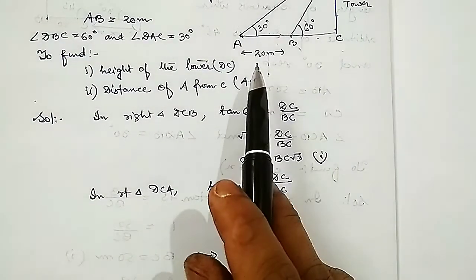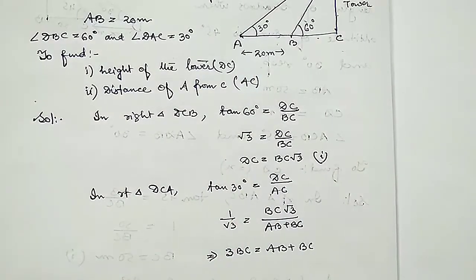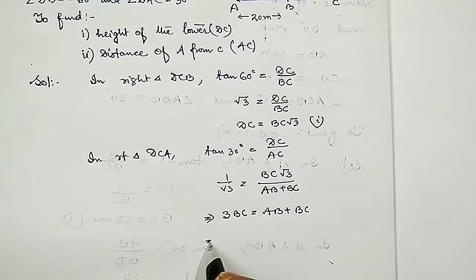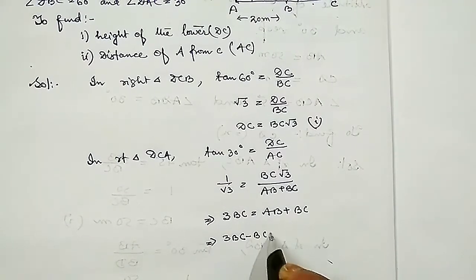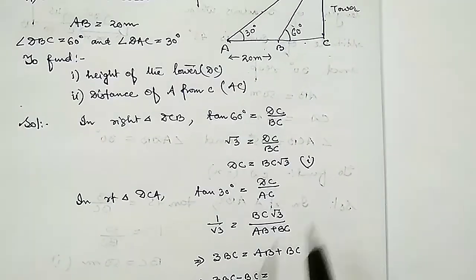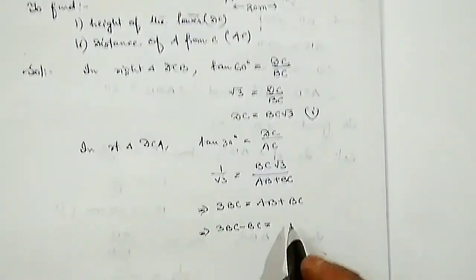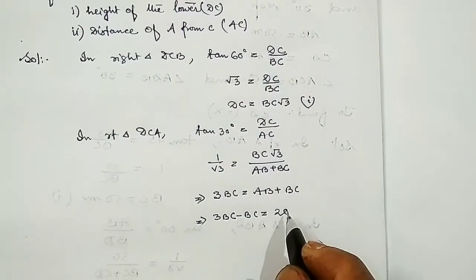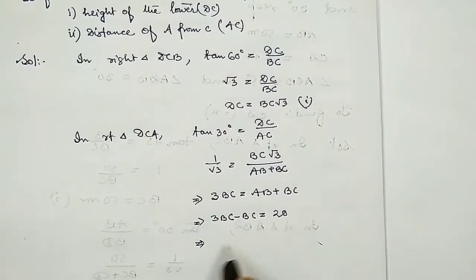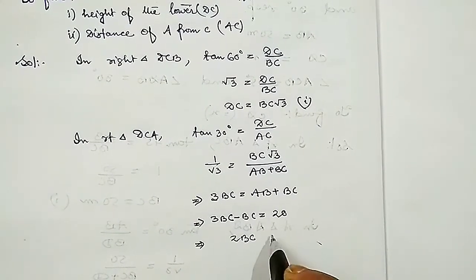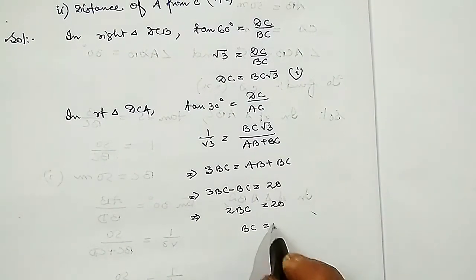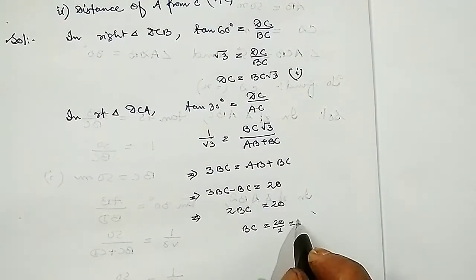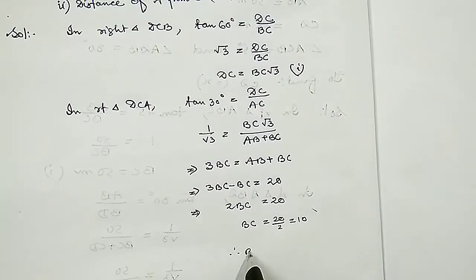Now AB already we know, it is given 20 meters. So we can write 3BC minus BC equals, instead of AB I can write 20. So 2BC equals 20. That means BC equals 20 by 2, that means 10. Therefore, BC equals 10 meters.